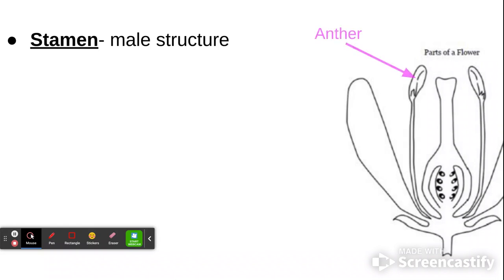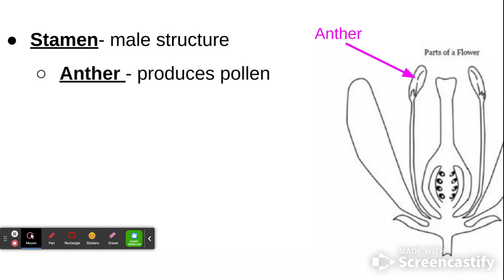So the stamen here, we're going to label the whole stamen in a second, but the whole stamen is this whole part right here. So the anther is on the top. The anther is going to produce pollen. So it's making that pollen. So if you're allergic to pollen, that's the part you don't like. And pollen is the plant sperm. So it's making those little grains of pollen.